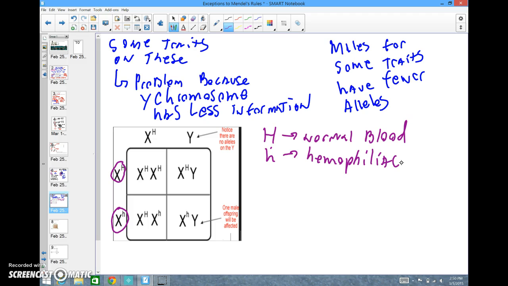Now, hemophilia is located on the X chromosome. So what that means is that for females, it works like simple dominance. So this female is big H, little h. She's going to have normal blood. She's not going to have hemophilia as a problem. But what you can see up here is that the male has X big H, so he has one allele for hemophilia. But you'll notice that there is nothing written right here on the Y. And that's because the Y chromosome, all right, has no allele for this trait.